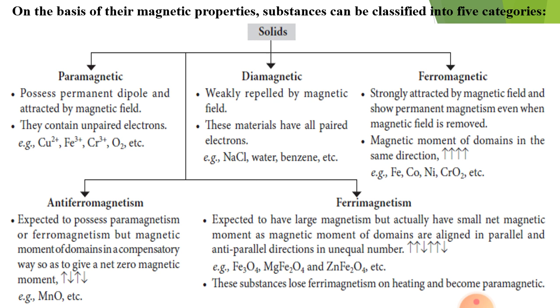Some common examples are there. O2. O2 is paramagnetic according to molecular orbital theory, in which two unpaired electrons are found in anti-bonding molecular orbital. Copper 2 plus, which has 3d9 electrons, that is one electron is unpaired. Iron 3 plus, copper 3 plus. These are the common examples of paramagnetic substances.